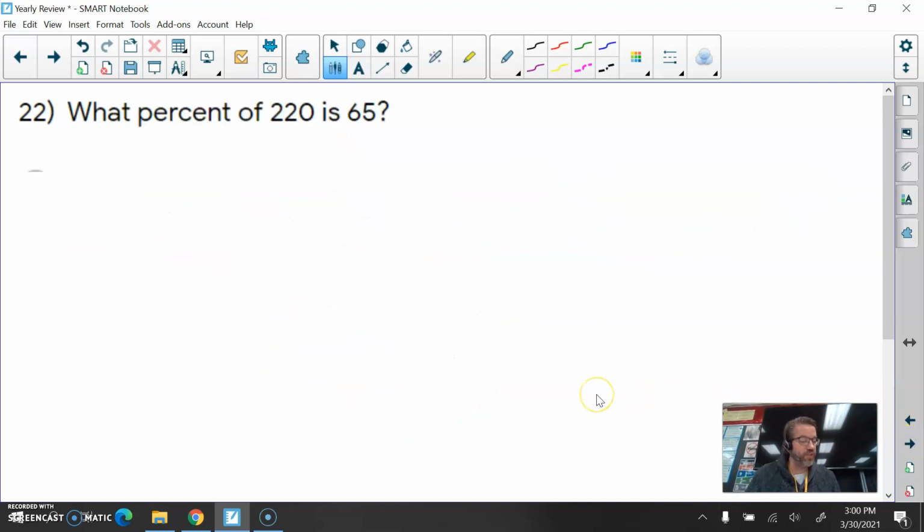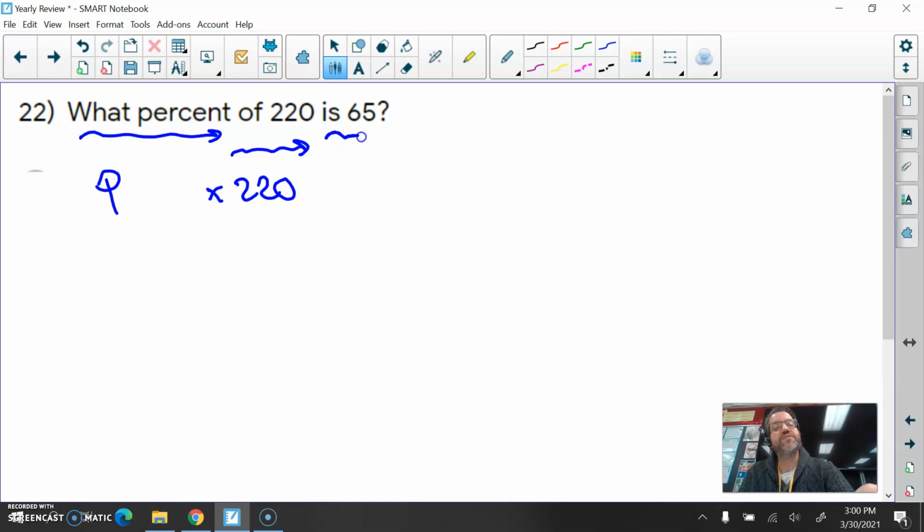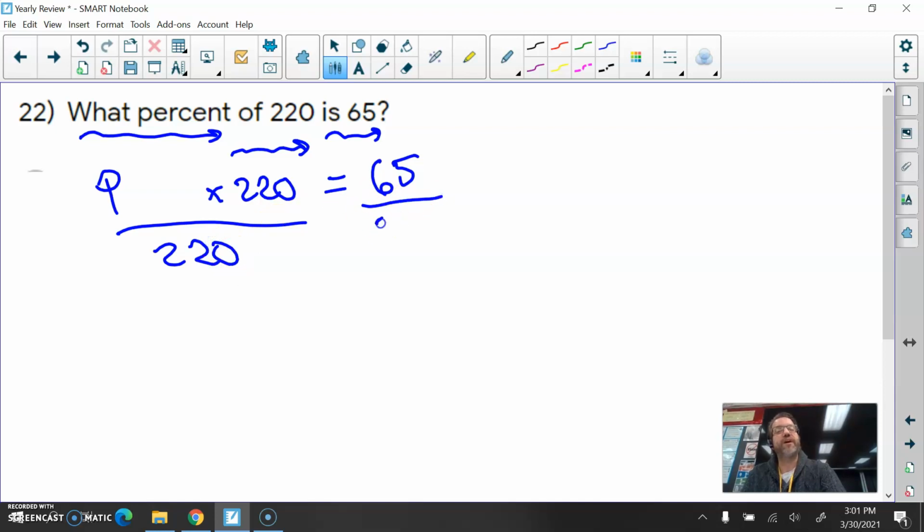All right, and then number 22. This is the last one I'm going to show you from today's review. What percent of 220 is 65? You know, you could translate this into words. What percent, P, of 220? See, in math, of means times. So P times 220 is 65. In math, is means equals. And then to solve this, you can divide by 220. So P equals 65 divided by 220.